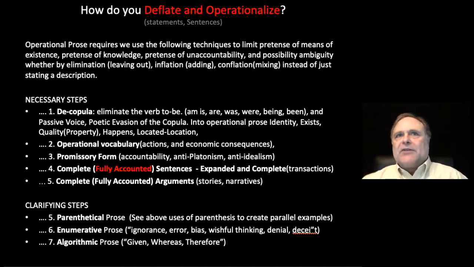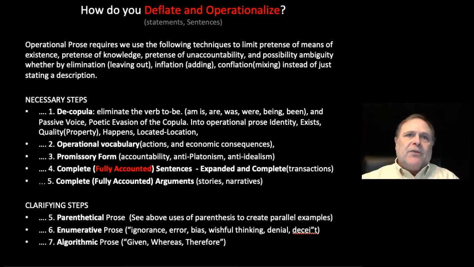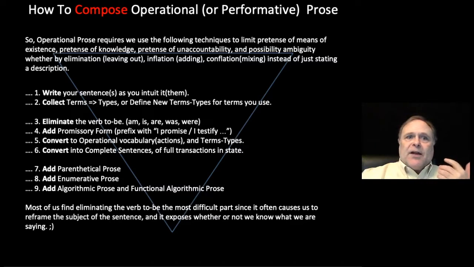So the necessary steps are, once again, decopula, operational vocabulary, promissory form, fully complete sentences, fully accounted sentences and arguments, and we add the clarifying steps of parenthetic, enumerative, and algorithmic prose. That's how you do it. That's the method, right? And so I put that method into this form, which is the operational description.